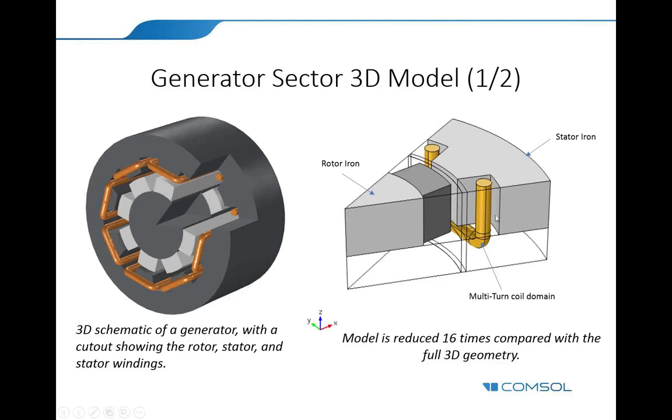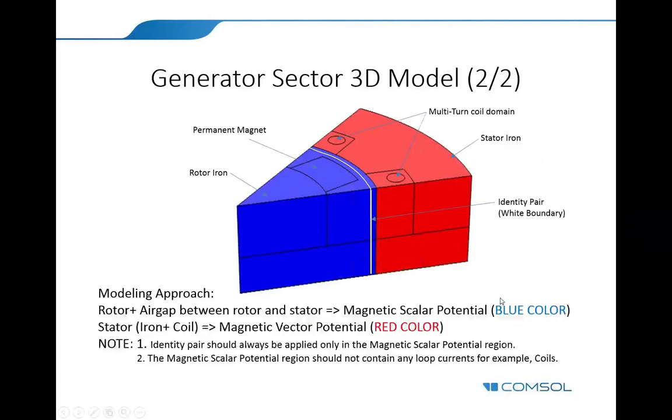So this is the sector that I will be solving. I'll open the model with this information here. We have the stator iron, rotor iron, magnet, and the coil. A few extra things that you have to be aware of is about the vector potential and scalar potential formulation in 3D.